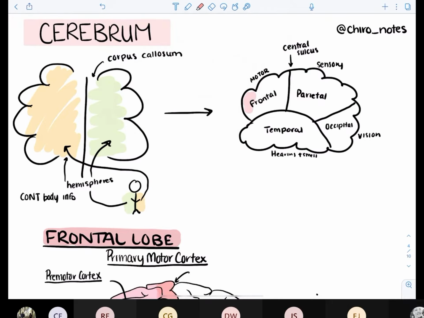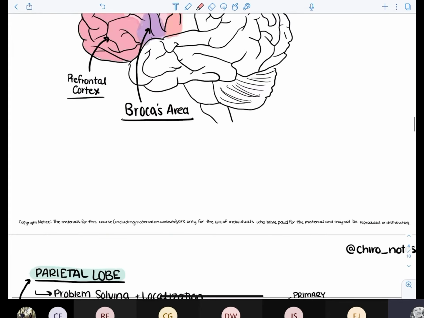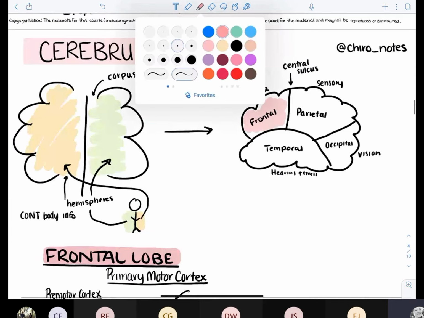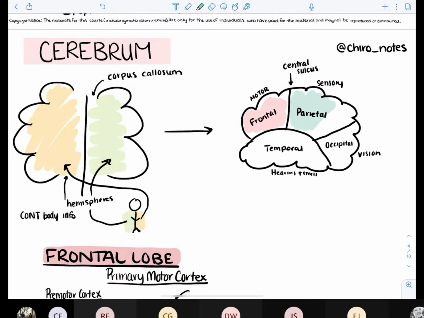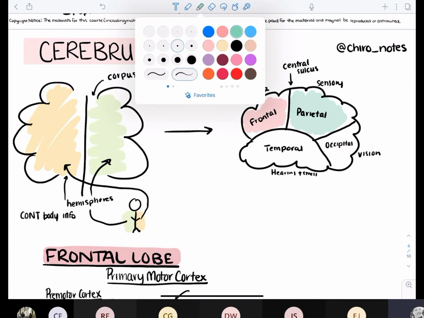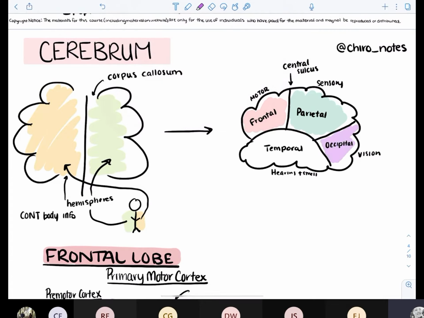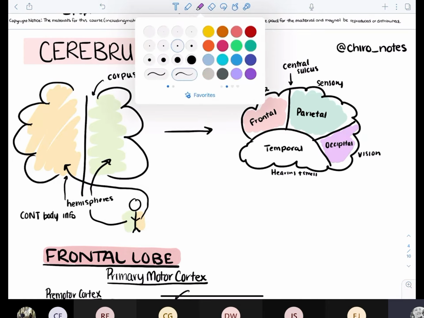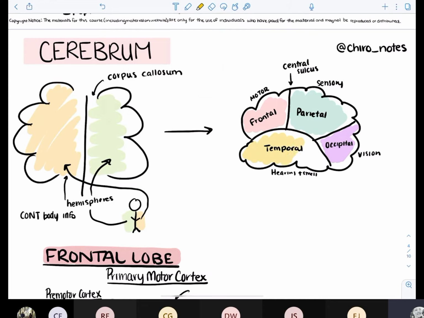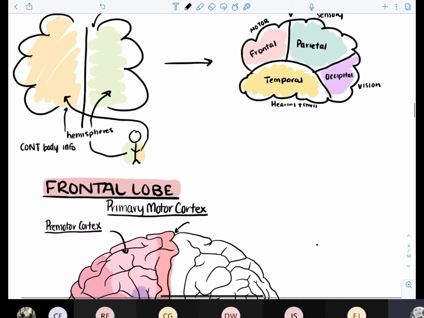So I did that in that color. Let's just see. Parietal in this color. Occipital, I usually do in purple, so I'm just guessing that I did it in purple again. And I think I usually do this in yellow, so we'll just hope that's what I did when I was making the worksheet. Anywho, now each of these lobes is going to be divided into gyri and sulci.